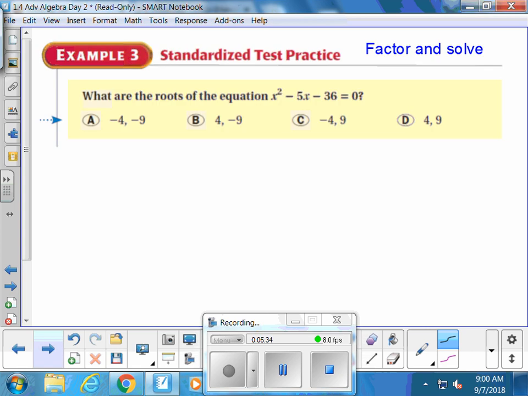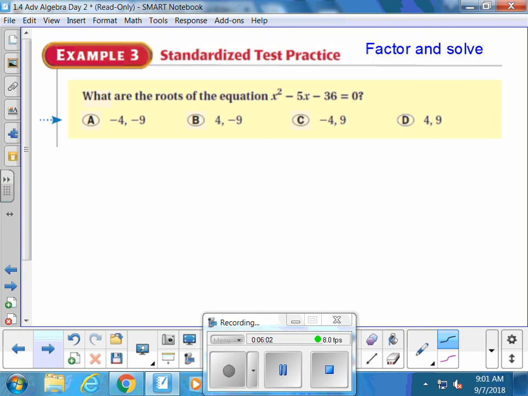All right, so let's actually do one of these. Go ahead and jot this down. What are the root solutions of the equation x squared minus 5x minus 36 equals 0? One really important fact before you start any of these problems is to make sure you're set equal to 0. If you're not set equal to 0, you're not going to be able to utilize that zero product property, so you'll need to get yourself equal to 0.